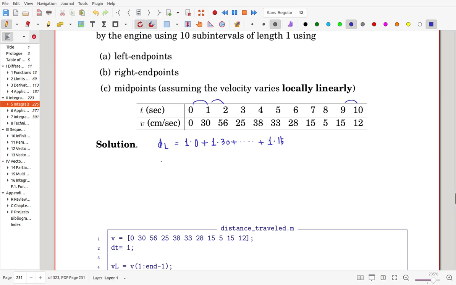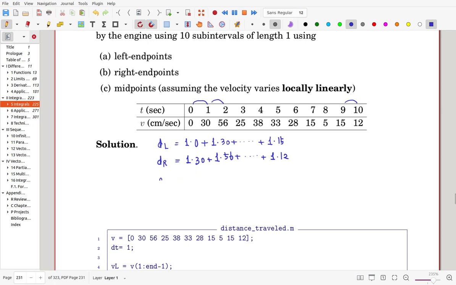Okay, so that's the quantity. And if we try to get distance with the right endpoint values, then in the beginning, the interval length is 1, and the velocity here is 30. For the second subinterval, the interval length is 1, the right endpoint value is 56, and so on. So that at the last moment, the interval length is 1, and the right endpoint value is 12.